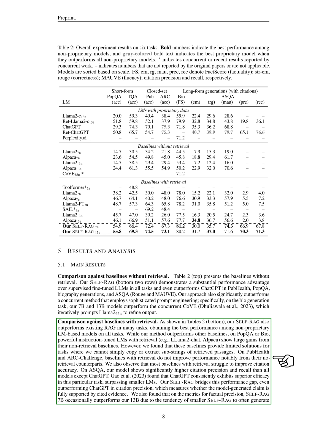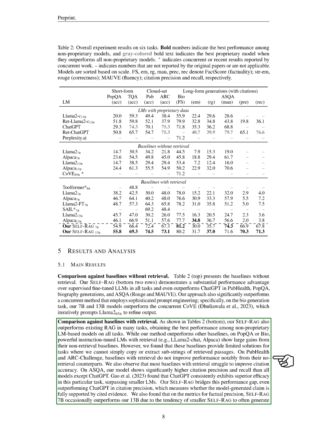While our model outperforms other baselines in popular question answering and biography generation, we found that models that are fine-tuned with powerful instructions and use retrieval, such as Llama 2 Chat and Alpaca, show significant improvements over their non-retrieval counterparts. However, these models offer limited solutions for tasks where we can't simply copy or extract parts of retrieved passages. For example, in public health and ARC challenge tasks, retrieval-based models don't show a notable improvement over their non-retrieval counterparts.